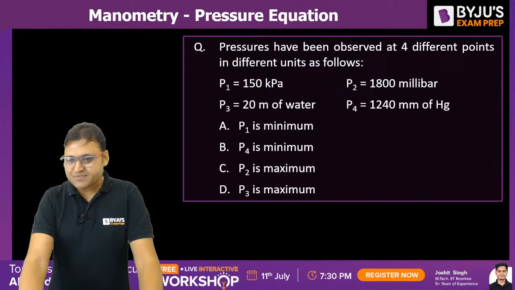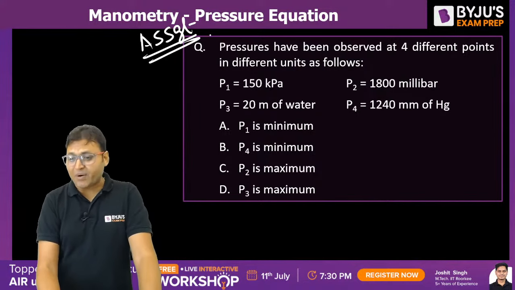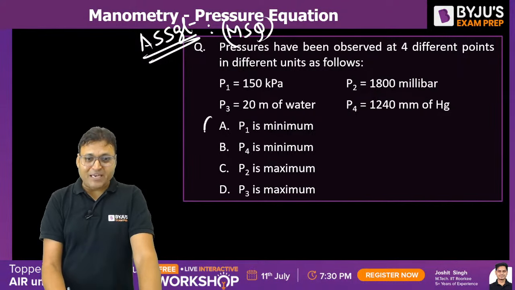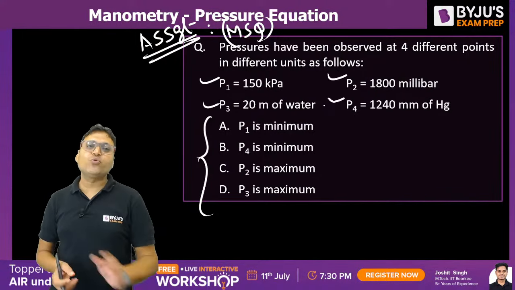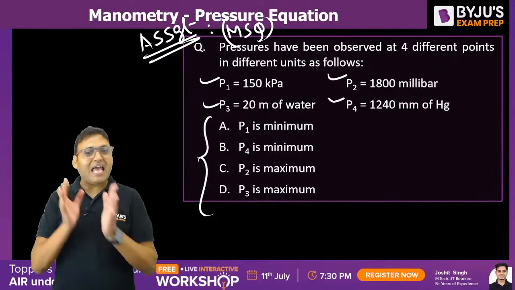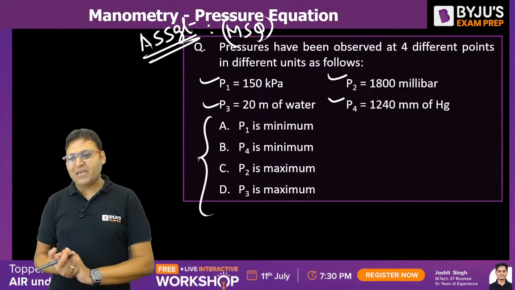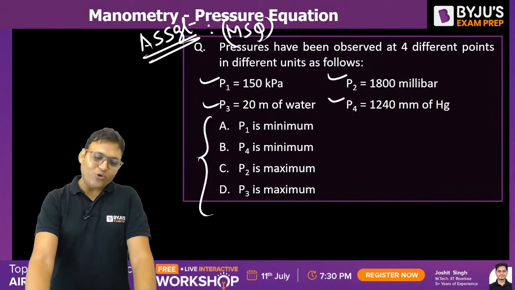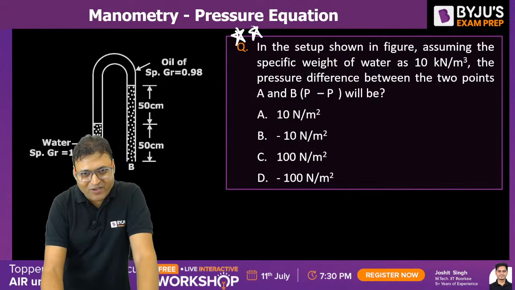The next question will be your assignment question. This question is very much similar to question number 1. Try to get me the answer. It is MSQ actually. You need to find out the minimum pressure and the maximum pressure out of these 4 values. So what you are supposed to do is convert each and every pressure into a single unit, then only you can compare them. So you can easily find out the minimum pressure and the maximum pressure. I hope you will be able to do it, and do let me know your answer through my Telegram channel. This is again a beautiful question.